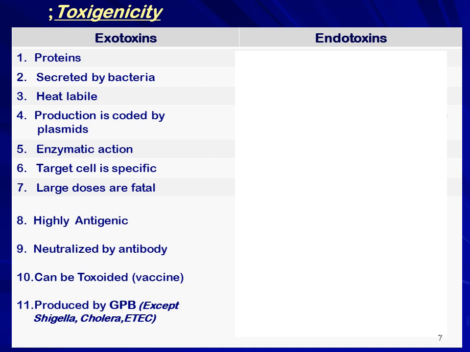Toxoiding means when you expose the toxin to certain chemical agents, it loses its pathogenic property and retains its antigenic property, and those are known as toxoids. And these toxoids could be used as vaccines, like tetanus toxoid, which is the one commonly used for this particular purpose. And these exotoxins are produced by gram positive bacteria, except Shigella, cholera, and enterotoxigenic E. coli. Even though they are gram negative bacteria, they can produce exotoxins.